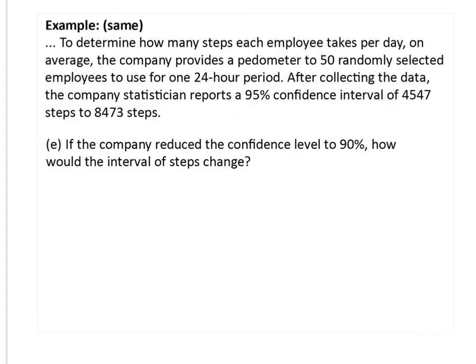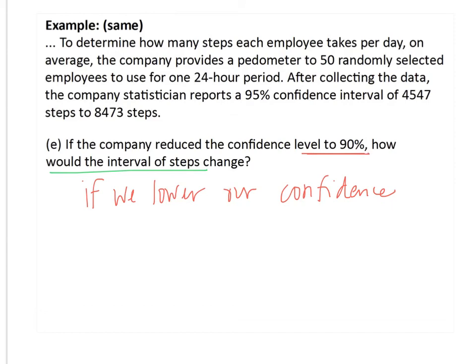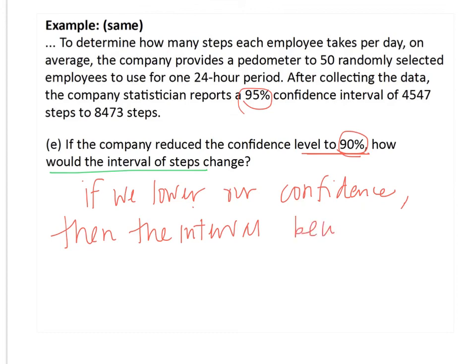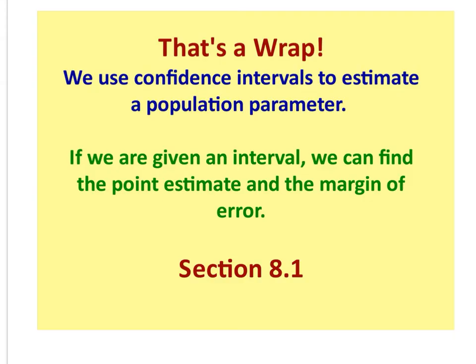So the last part of the example: if the company reduced the confidence level to 90%, how would the interval of steps change? Well, we talked about this in class, and just to get another example, if we lower our confidence, meaning I'm okay being wrong 10% of the time instead of 5% of the time, then the interval is going to become smaller or more precise. So if we lower our confidence, the interval gets smaller, as opposed to if we raise our confidence, the interval gets bigger. So that was the last example.